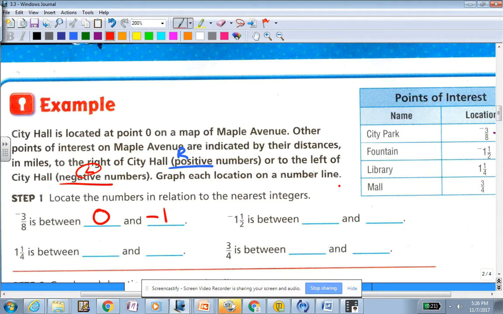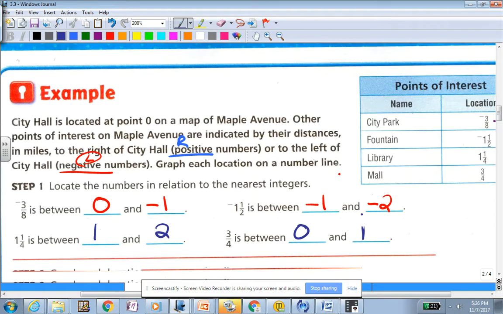-1. Well, what about -1 1/2? It's bigger than -1, so it's not quite -1, but it's not as small as 0. So it's going to be between -1 and -2. The 1 1/4, it's a positive mixed number. It's going to be between 1 and 2. Then 3/4 is going to be between 0 and 1. This is all number sense that should come to you.